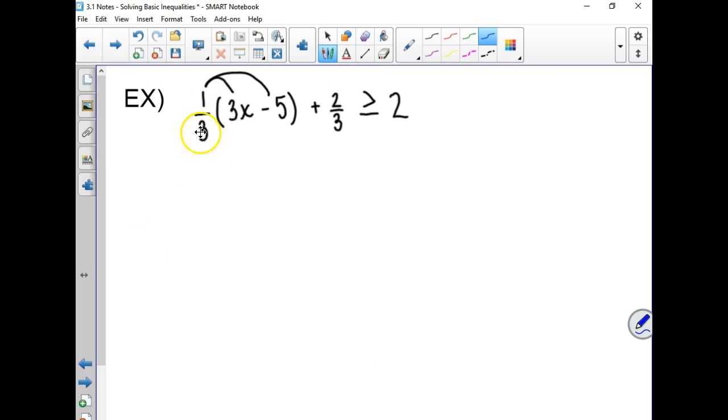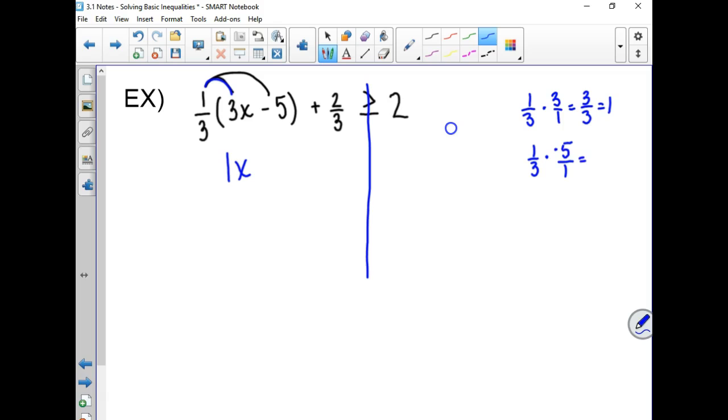For our next example, we have 1/3 times (3x minus 5) plus 2/3 is greater than or equal to 2. So here we solve this like a normal equation. 1/3 times 3 is like 1/3 times 3 over 1. That's going to give us 3 over 3, which equals 1. So we get 1x, and then we've got 1/3 times -5. Again, -5 is over 1. That gives us -5/3. So 1x minus 5/3 plus 2/3 is greater than or equal to 2.